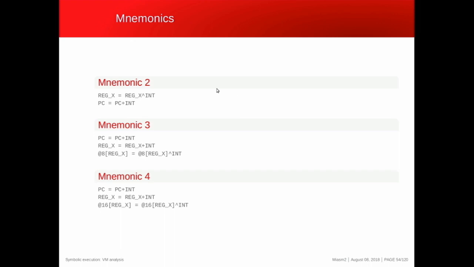And here is the result on some mnemonics of the virtual machine. So here we have the result, which is a XOR between a memory pointed to by a register and an integer. And we have the very same mnemonic, except the memory size has changed. So here it's obvious to see this.